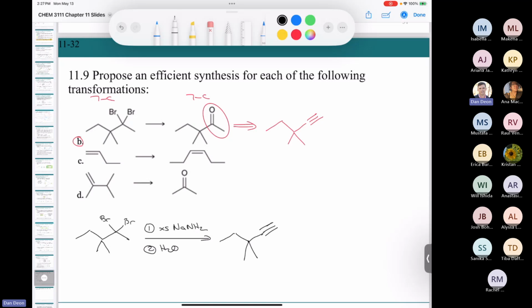And then the last step is going to be to do a Markovnikov addition of water across the triple bond. So we're going to need mercuric sulfate, sulfuric acid, and water. And like Anna said, you're going to end up with the enol. So you're going to end up with this compound, but this compound is unstable, and it's going to tautomerize to give you this compound. So remember, this is tautomerization.